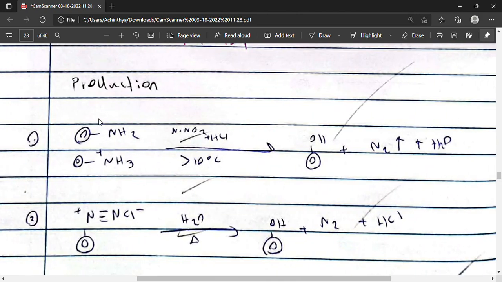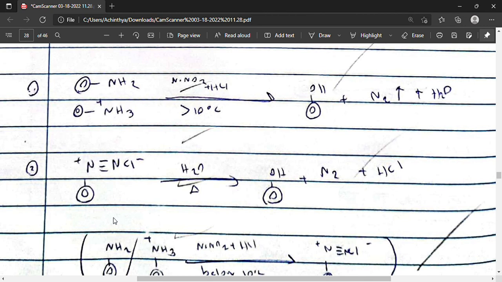One way of producing phenol is by taking aniline or aniline salt and adding it to nitrous acid above 10 degrees Celsius. Nitrous acid is produced by reacting sodium nitrite with hydrochloric acid. Then we'll be able to get phenol and nitrogen evolving, and hydrogen gas and water is also produced.